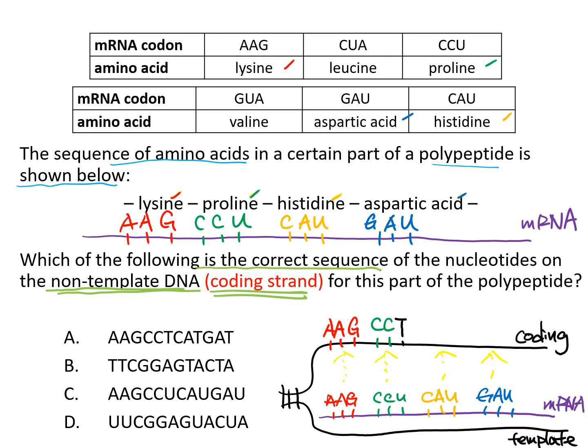And then C, A, no more U, it should be T, change it to T. And then G, A, no U, change it to T. So this is the coding strand. Now what is your answer? You should get your answer as A. Okay, separate into the codons, three in a group, separated into a triplet code. So you have the exact answer as my drawing.